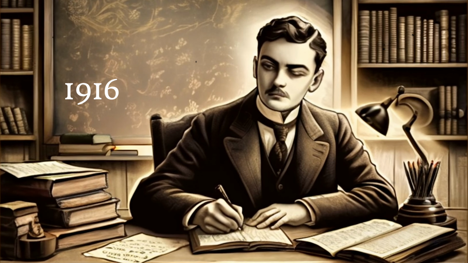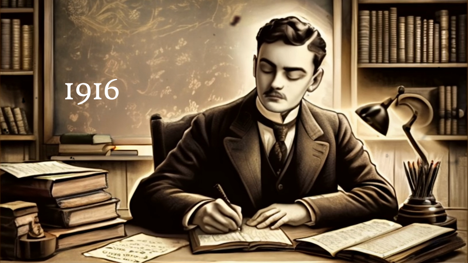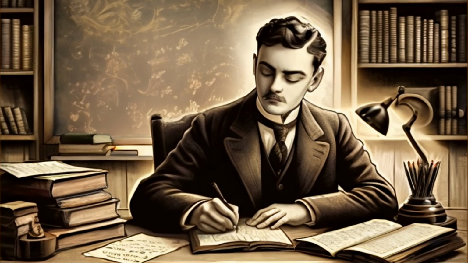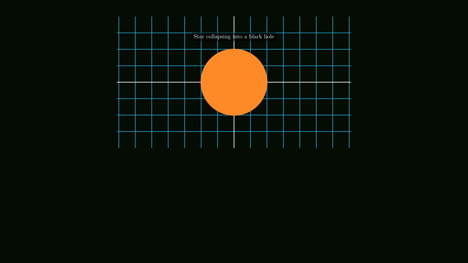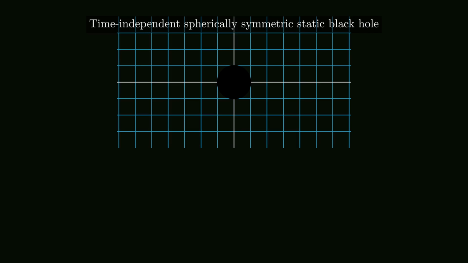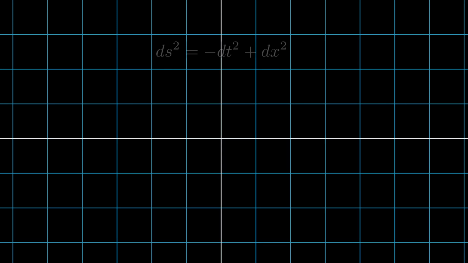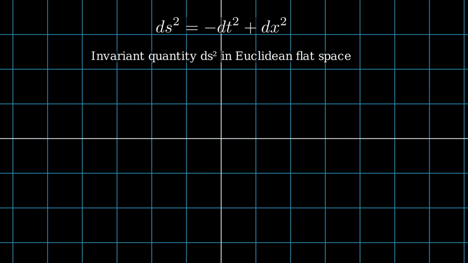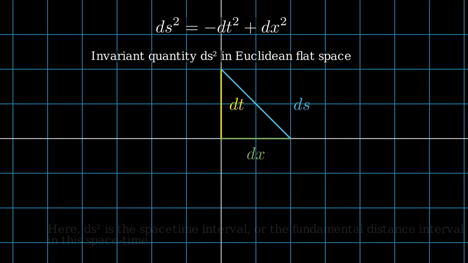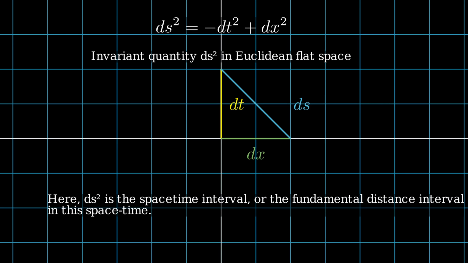In the year 1916, just after a year, Carl Schwarzschild gave us the first ever solution to Einstein's field equation. This solution was a black hole which was time independent, spherically symmetric, and static. The Schwarzschild metric has a time part and a space part associated with it. The ds term here is an invariant quantity, and ds squared in Euclidean space is just the hypotenuse of the line joining the dx and the dt axis.